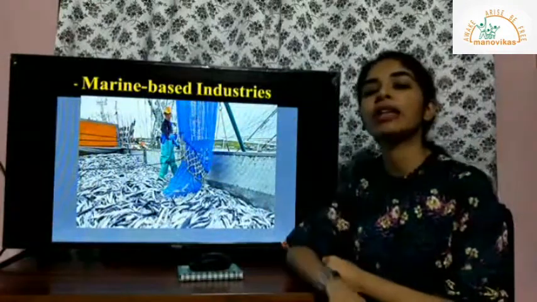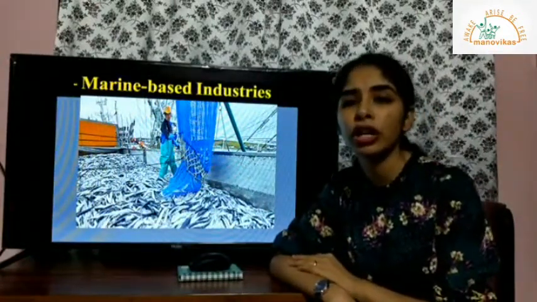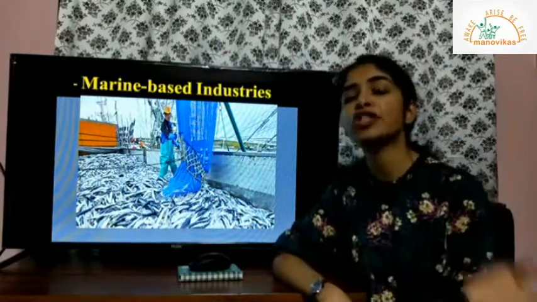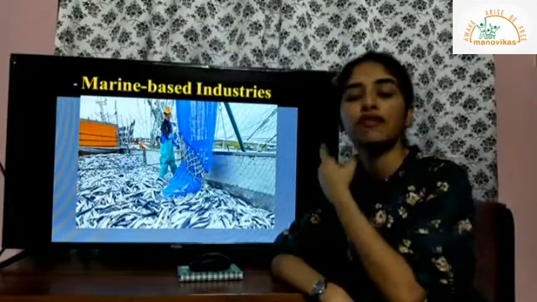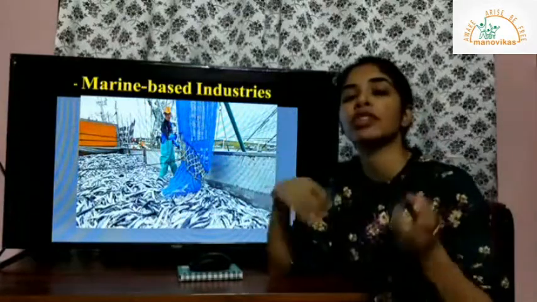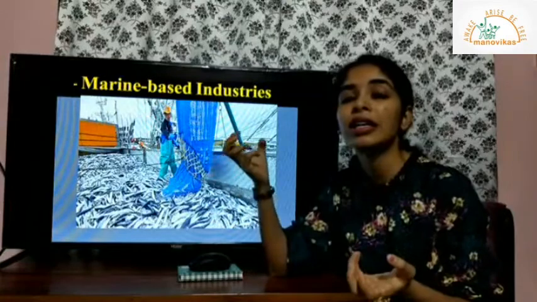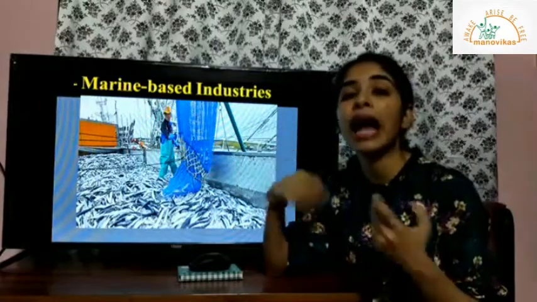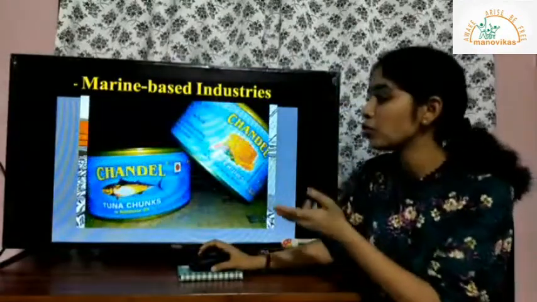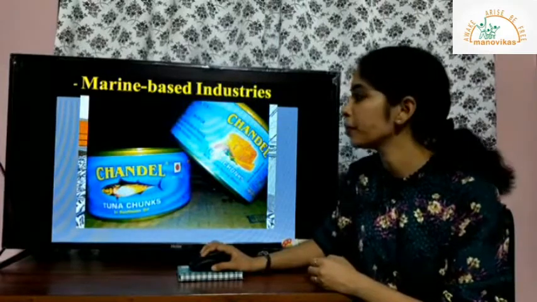Then we have marine-based industries. These are the industries that are dependent on fishing, okay, commercial large-scale fishing. So here fish is derived from the sea. This fish is directly sold in the market or sometimes the fish is processed further and fish oil is extracted, isn't it? Then fish can also be canned as tuna and can be sold in the market. Okay, so these are tuna cans, simple packed canned fish.